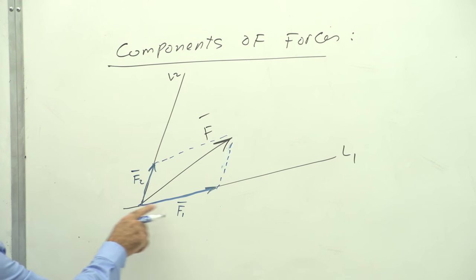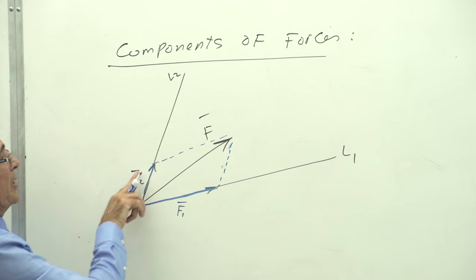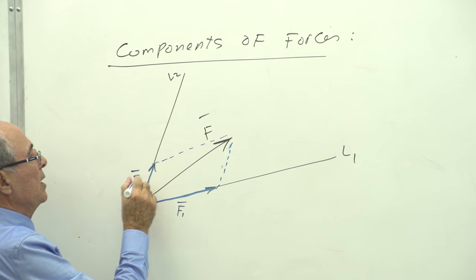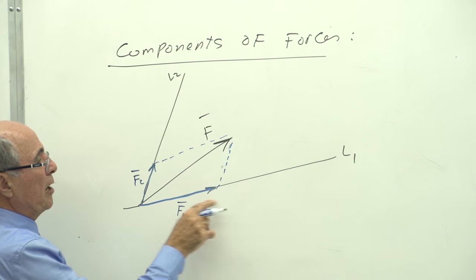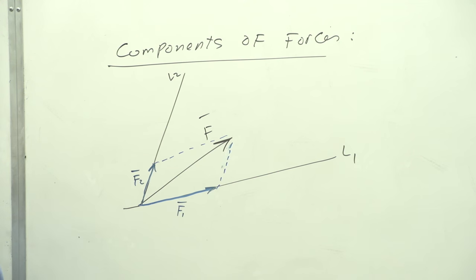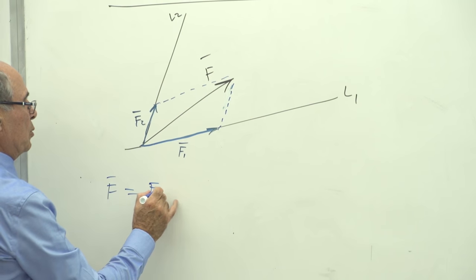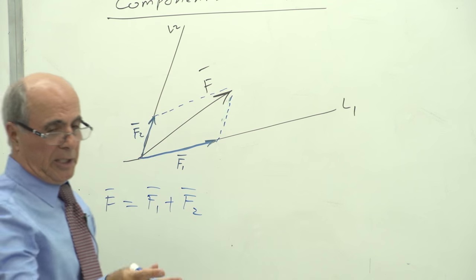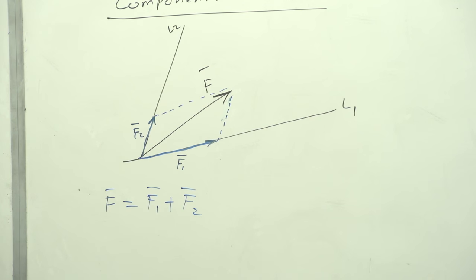Look at this polygon of the forces, because this side and this side are equal, yes or no? If this is F2, this must be F2 as well. So look, F1 plus F2 equals F. Is that correct or not? So here we go, vector-wise, F equals F1 plus F2 in general. There is a handout problem there that I don't have time to do.